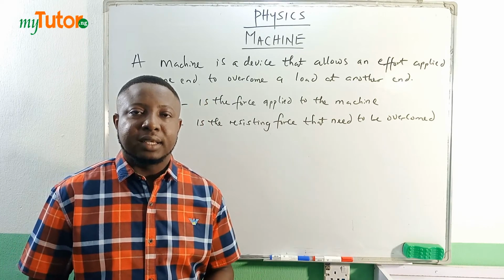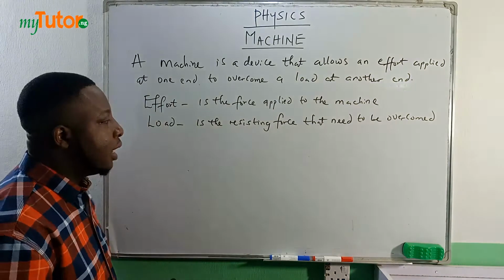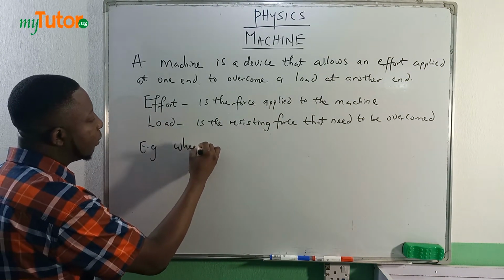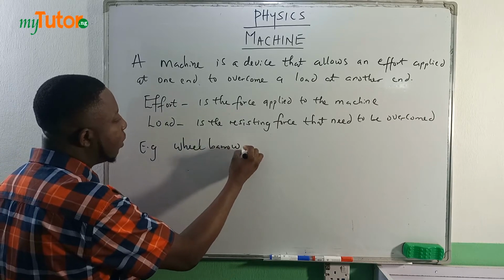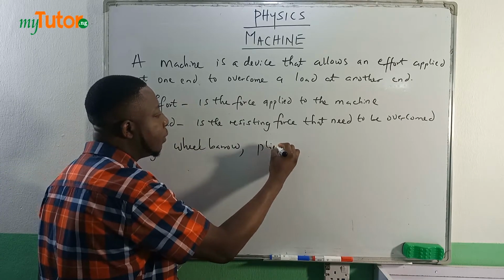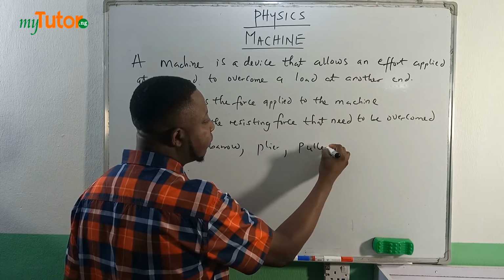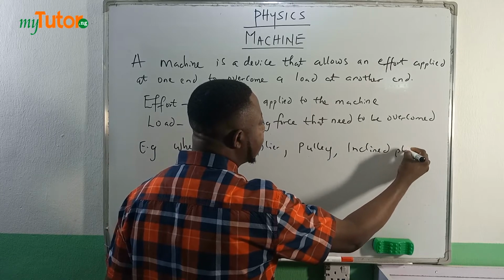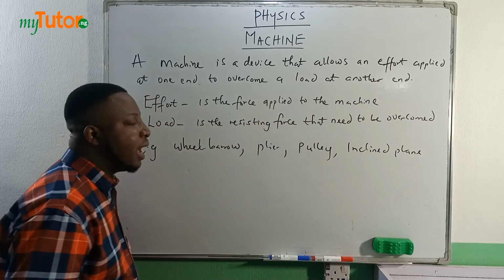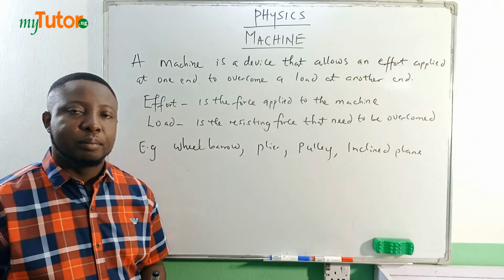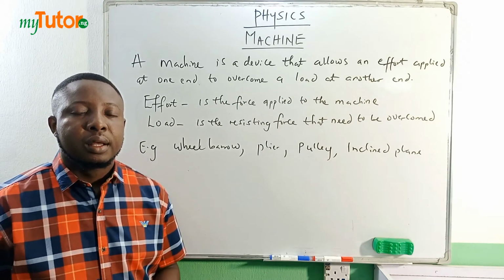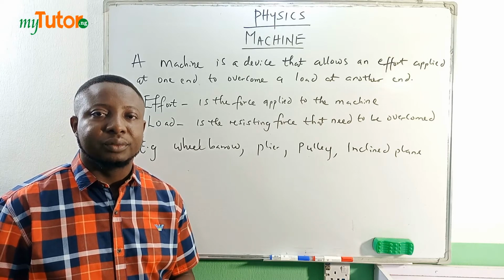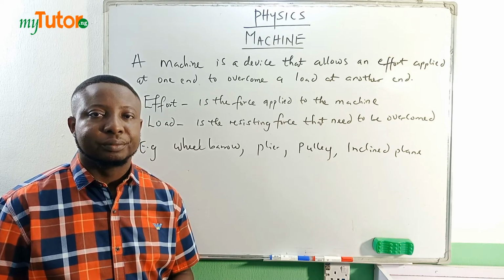So what are the examples of a machine? An example of a machine includes a wheelbarrow. We have plier, we have pulley, we also have an inclined plane. So these are examples of a machine. The next thing we're going to be discussing is the mechanical advantage of a machine and the velocity ratio.